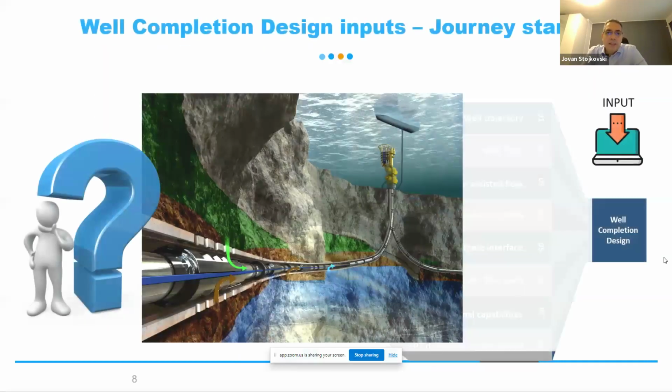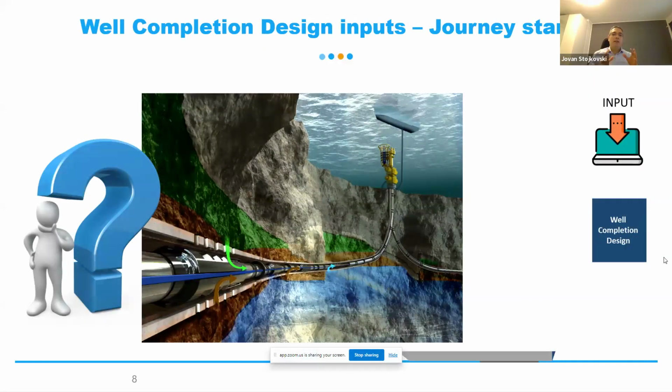So let's look a little bit at the life of the well completion engineer, and how his life looks when he gets a proposal for a new well to be drilled.